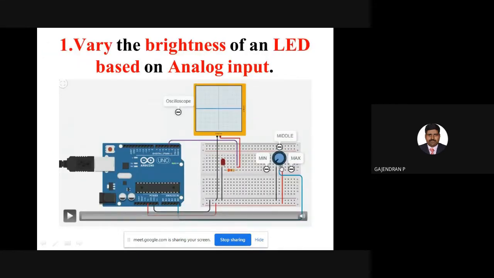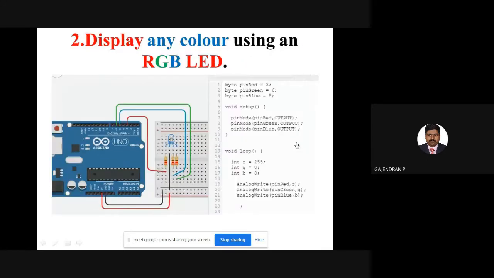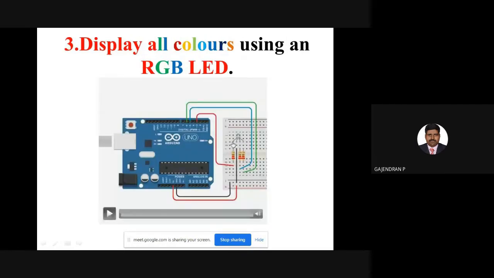So by reading analog input, we made the LED brightness vary. This is our first exercise that we saw last class. The next one, any one color at a time we can make appear in this display. Then the third experiment is making multiple colors, all colors. Okay. Now we will come into today's class session.